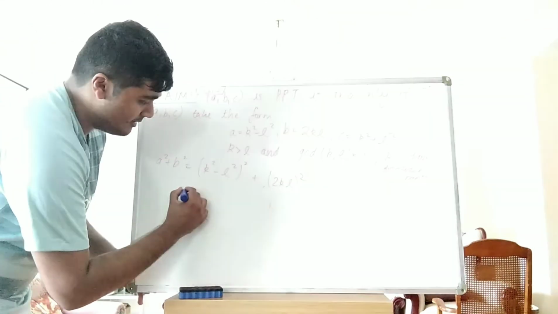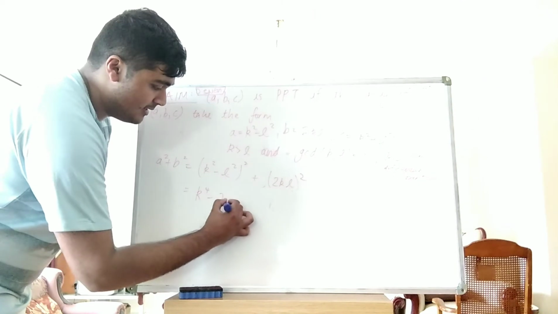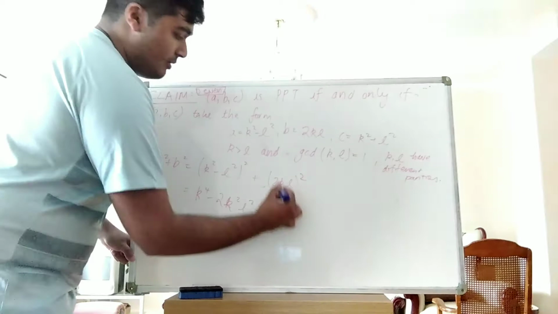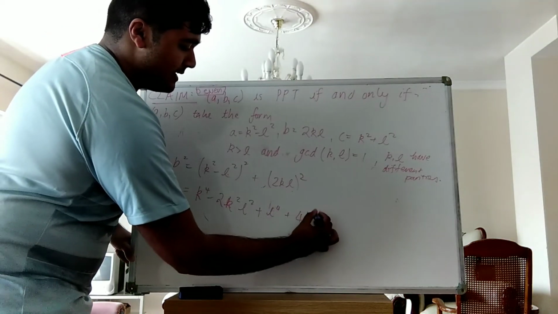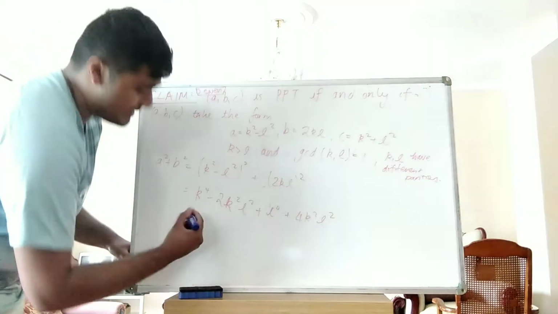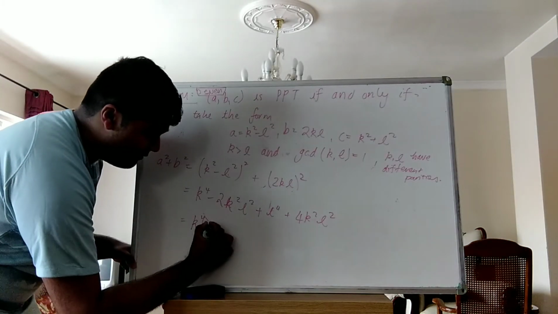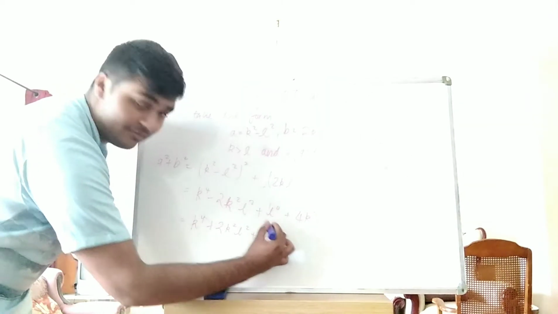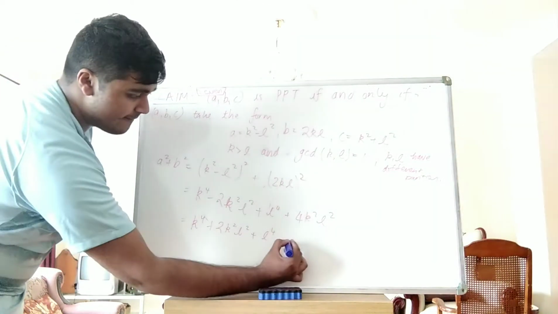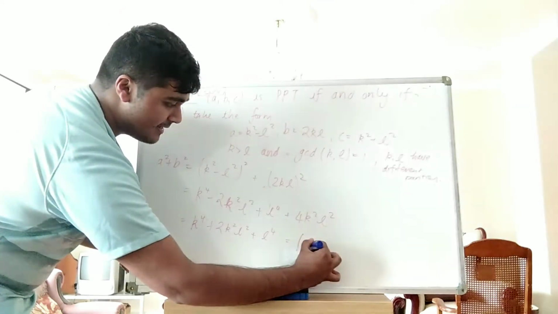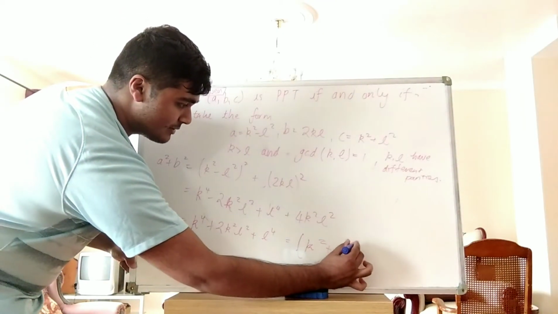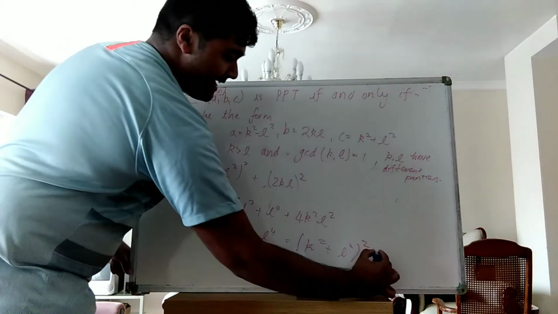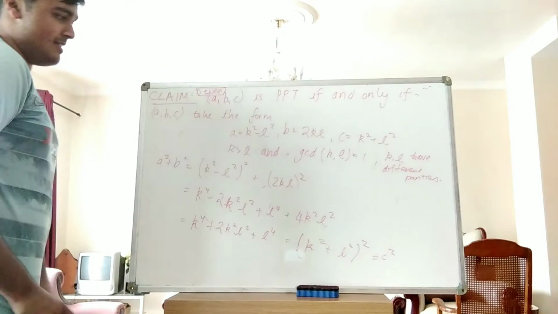Okay, let's expand this out. We get k to the 4 minus 2k squared l squared plus l to the 4, and plus 4k squared l squared. These two we can bring together. We can write this as k to the 4 plus 2k squared l squared plus l to the 4. Okay, and then this is just, in brackets, (k squared plus l squared) all squared, but that is just C squared. Okay, so indeed A squared plus B squared equals C squared.